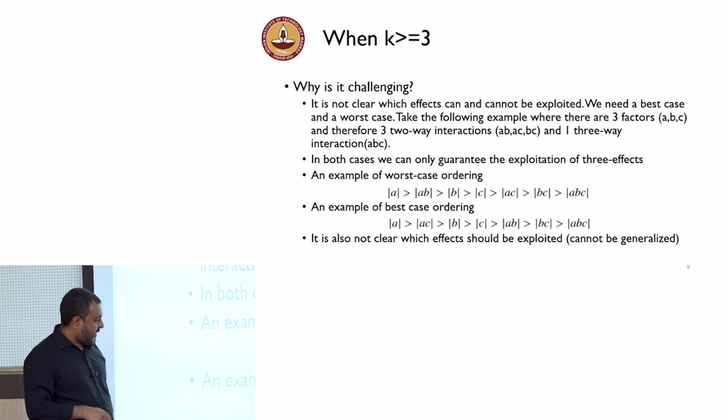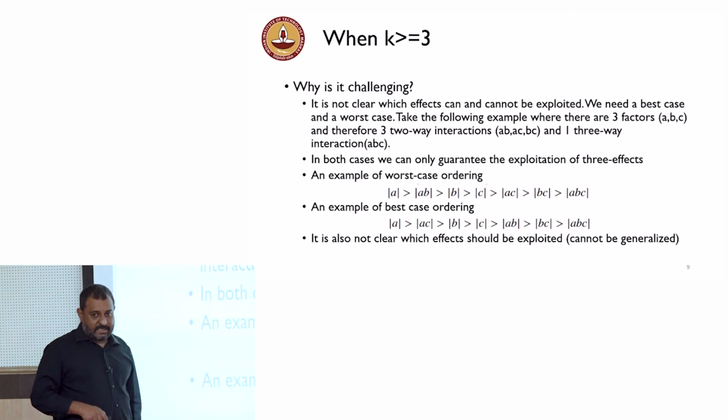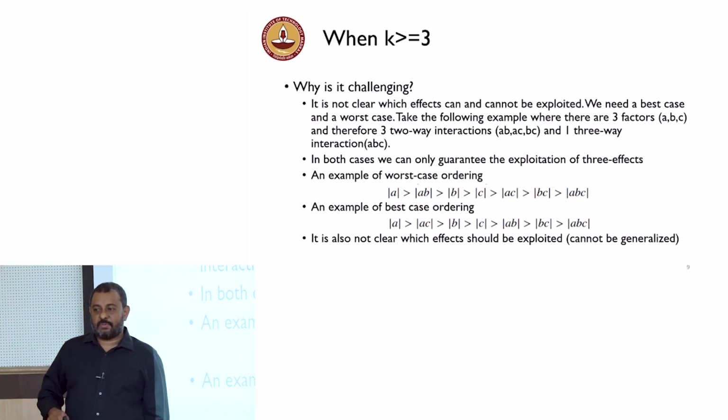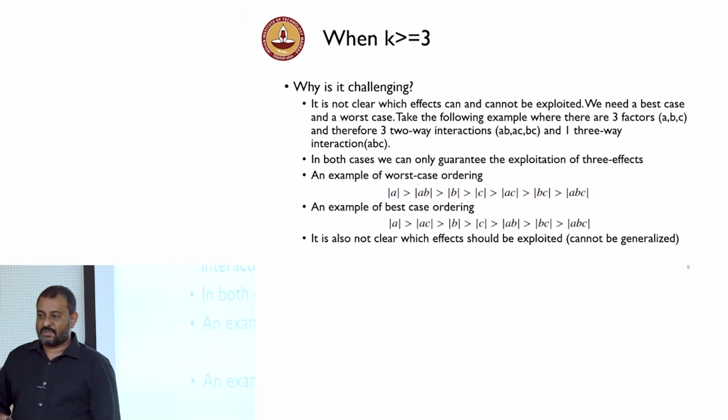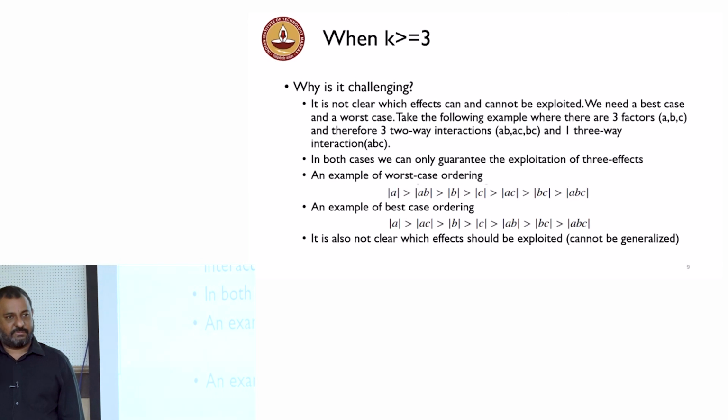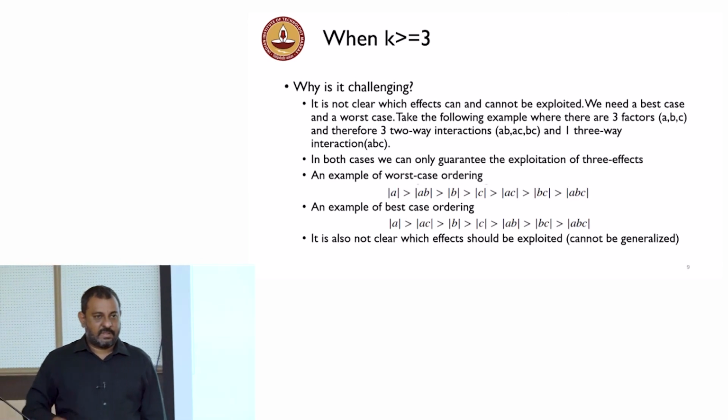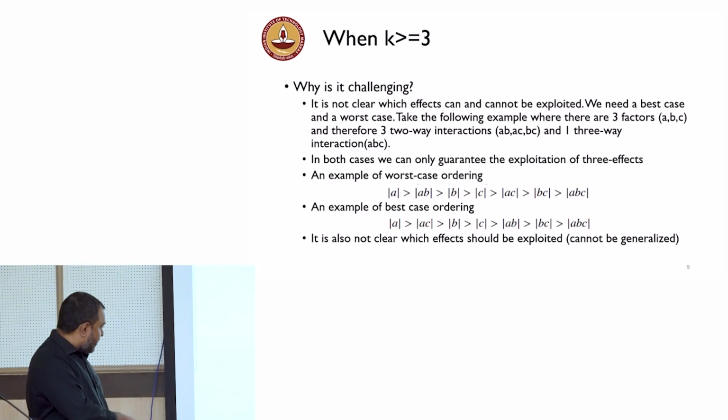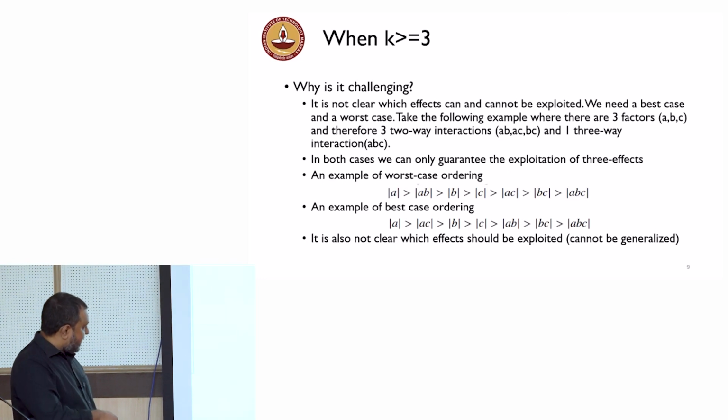You can't exploit the remaining 4. It turns out that you can only guarantee the exploitation of 3 if there are 3 factors. So if there are 3 factors, you have 7 effects, but you can always guarantee the exploitation of only 3. But in this case, you are able to exploit the top 3. Now let's look at the worst case ordering. Here, you can exploit A, you can exploit AB, but you're not exploiting B, which is the third highest thing that you would like to exploit. You have to skip this one and go and exploit C.